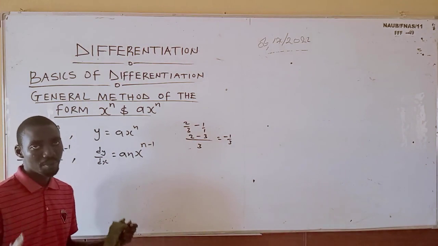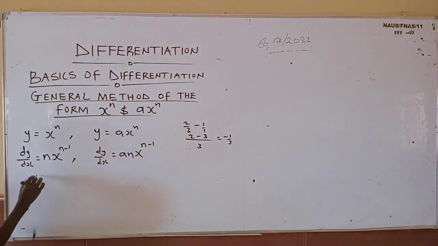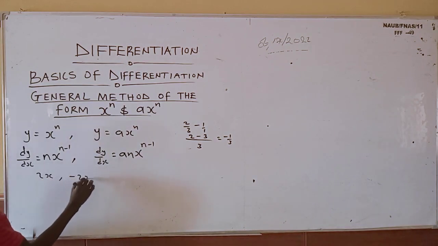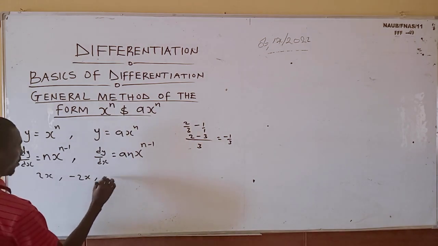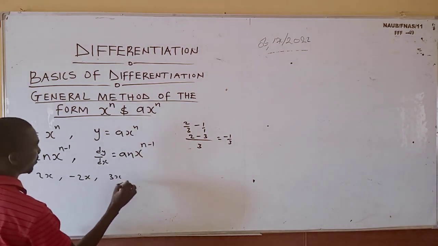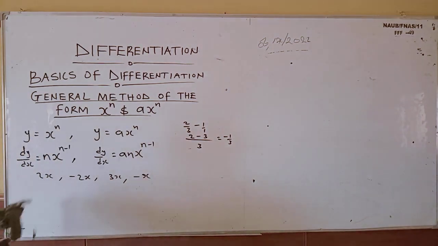So now, the next thing is, what if we now have a number beside the s, either a positive number or a negative number? So let's differentiate the following: 2s, minus 2s, 3s, minus s, like this. Now let's differentiate this. Now let's start with this.